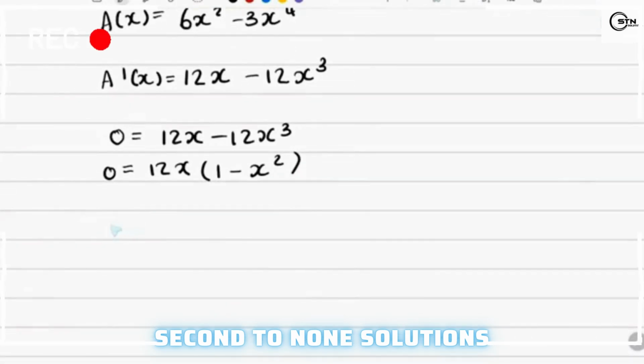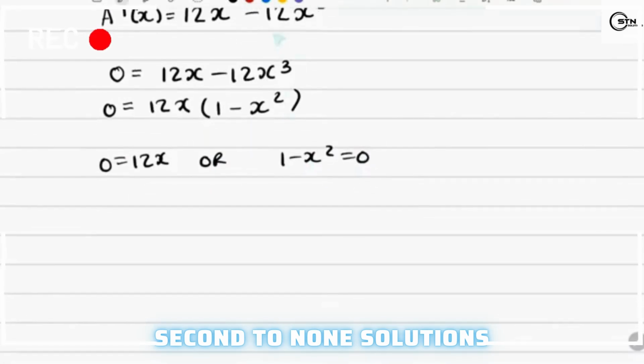So this can be factorized further. You can use difference of 2 squares if you want. It's not necessary. So I'll just say 0 is equal to 12x times 1 minus x squared, right? Because they're being multiplied. If you have something times something and they give you 0, either this one is equal to 0 or that one is equal to 0. So divide both sides by 12, and then 12 cancels. 0 divided by 12 is 0, so x is equal to 0. That's one solution for x.